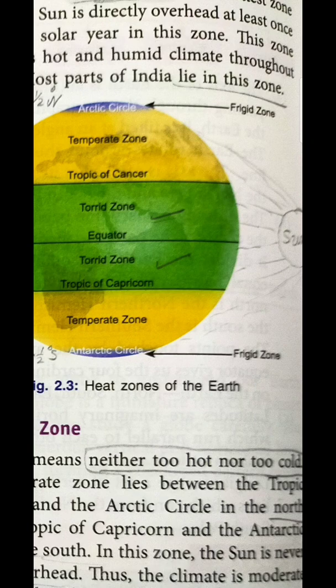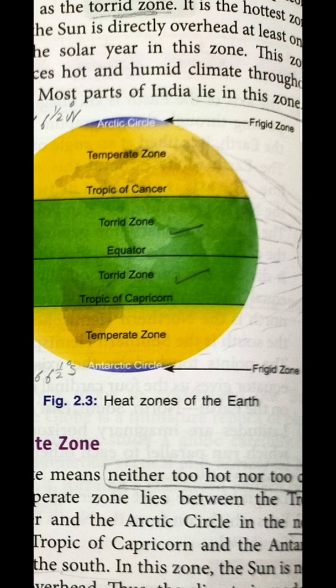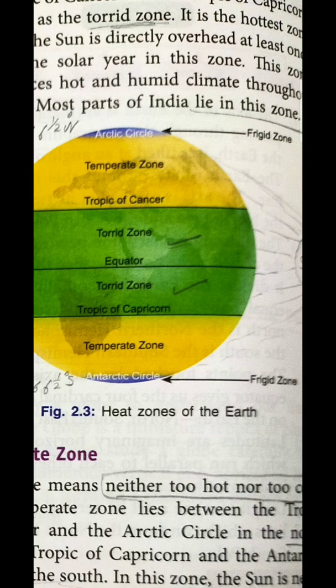This region has a very hot and humid climate, and this climate remains throughout the year. ये पूरा साल climate रहता है. Because it is receiving the direct rays, it is considered the hottest one. When we go upward or downward from there, that is the temperate zone.